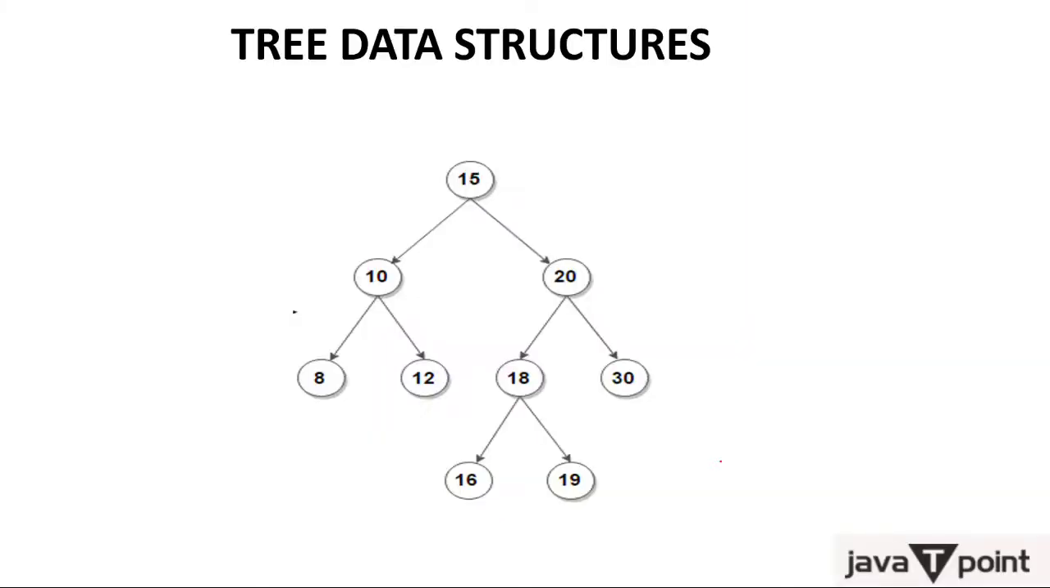So you have a BST here. You can see that all the elements which are less than 15 are here, and all the elements which are greater than 15 are to the right of 15. Fine. So this is the BST, and suppose you need to check whether 12 is there or not.